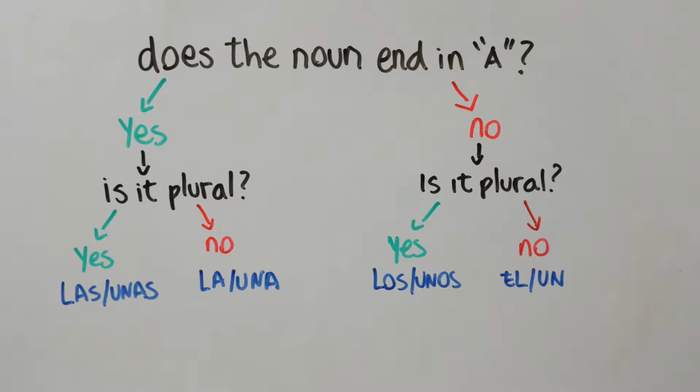Now, what if the word doesn't end in an A? Then again, we ask ourselves, is it plural? If the answer is yes, we're going to use los or unos, and if the answer is no, we're going to use the singular version of those, meaning el or un.